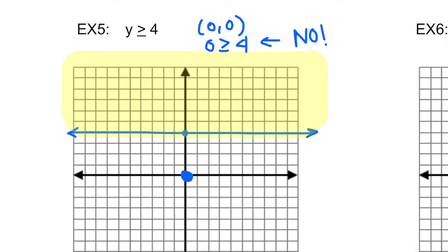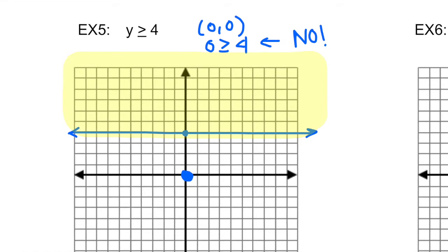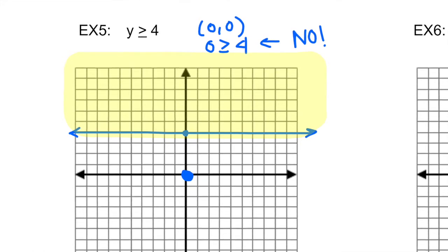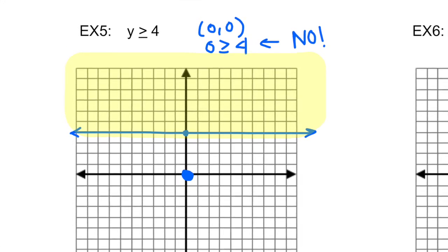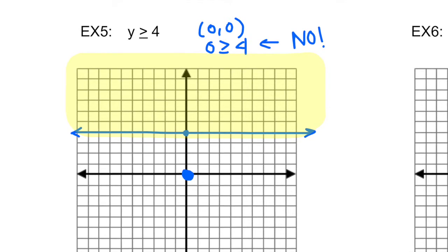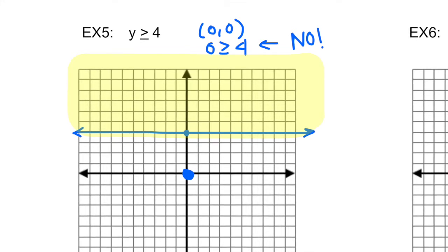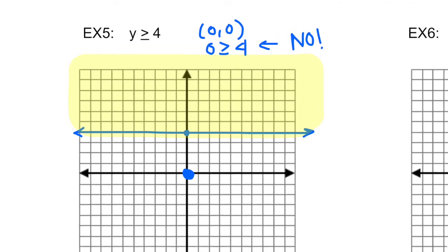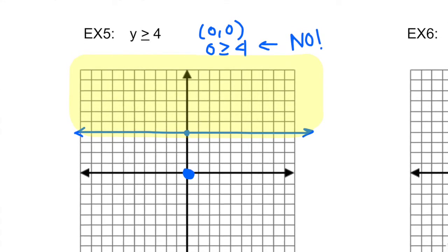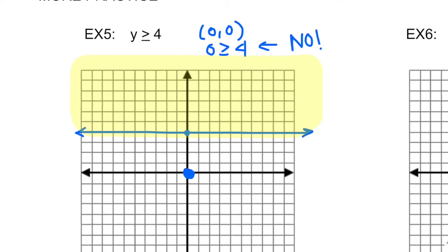Now, for example number 6, I have a dashed line, a vertical dashed line at -3, and then I plugged in my point and I see that 0, 0 is a solution, so I highlighted on the side of the line that is a solution. So it is on the right-hand side.